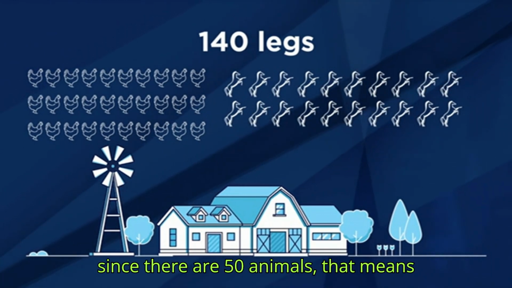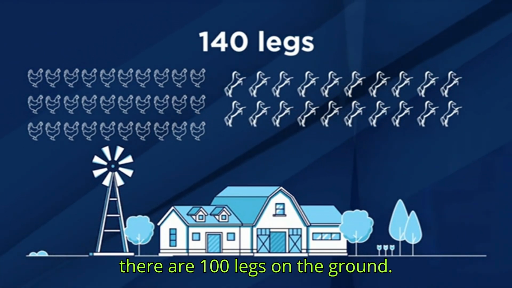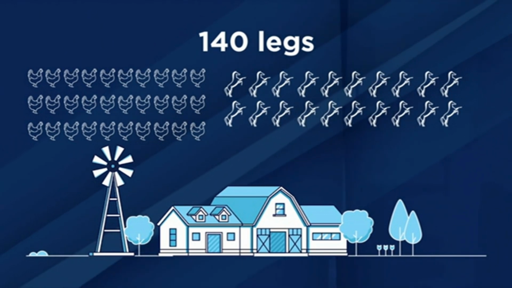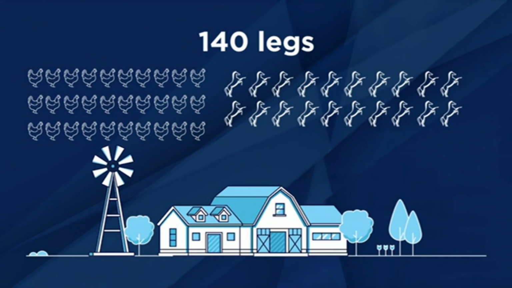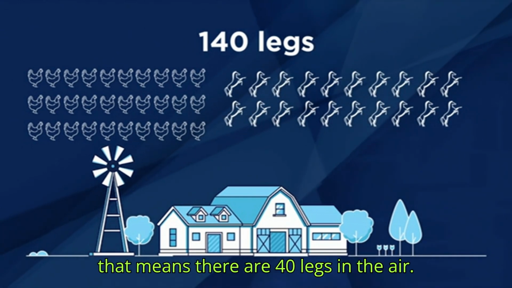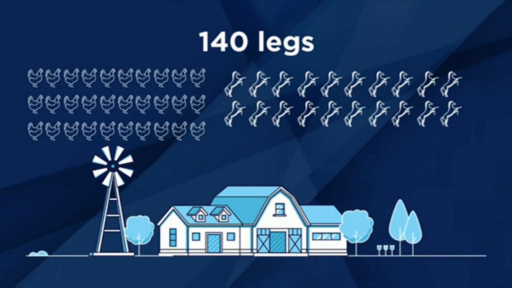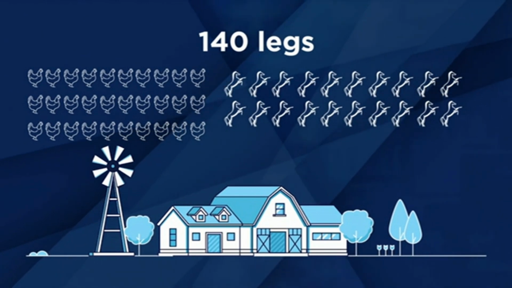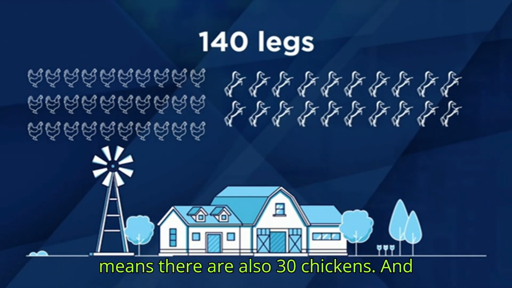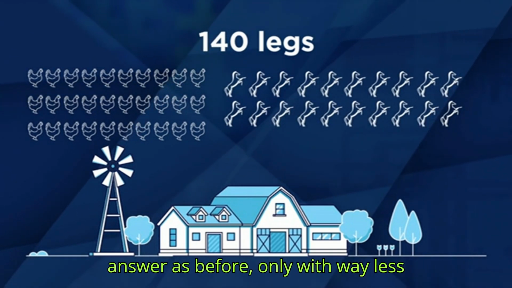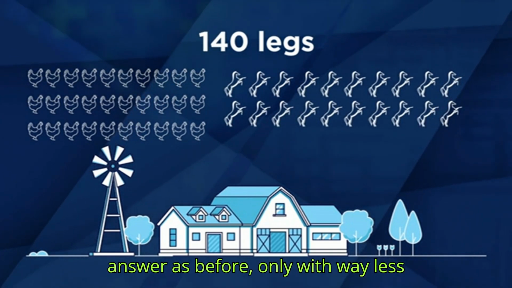And since there are 50 animals, that means there are 100 legs on the ground. And since there were 140 legs total, that means there are 40 legs in the air. Each horse has 2 legs in the air, implying there are 20 horses. And that means there are also 30 chickens, and we've arrived at precisely the same answer as before, only with way less algebra.